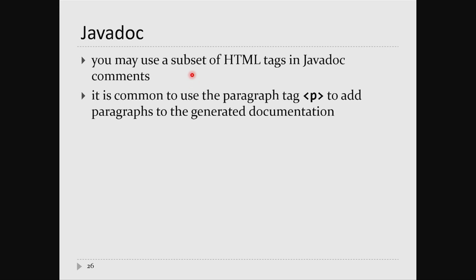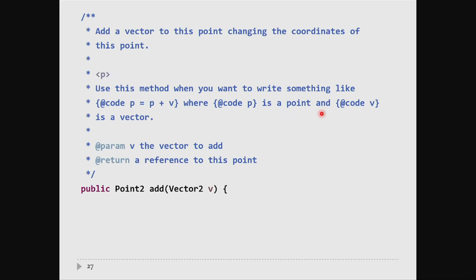Okay, so inside your Javadoc, if you choose, you are allowed to use a subset of HTML. You're not allowed to use the full set of HTML tags and other features. You only get to use a small subset of them. But one of the things you can use is the P tag to indicate that there's a paragraph somewhere in your documentation. If you have longer documentation, it's nice to break it up into paragraphs.